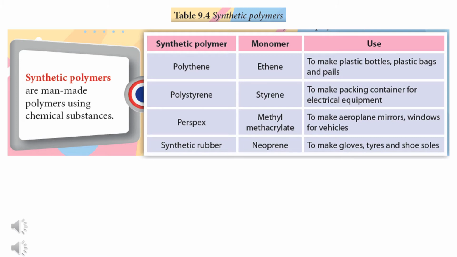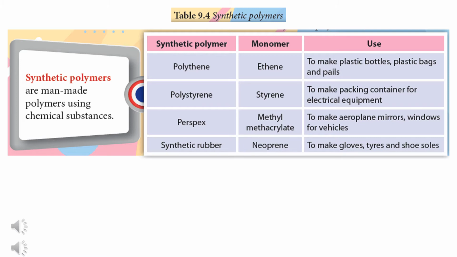On the other hand, synthetic polymers are polymers that are man-made using chemical substances. Examples of synthetic polymers are polythene, polystyrene, perspex, and synthetic rubber. Polythene is made from a monomer called ethene. Polythene is used for making plastic products such as plastic bags and pails.